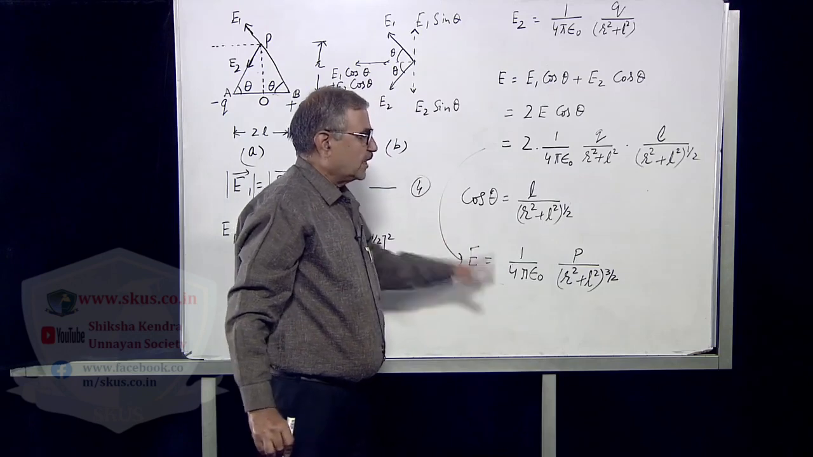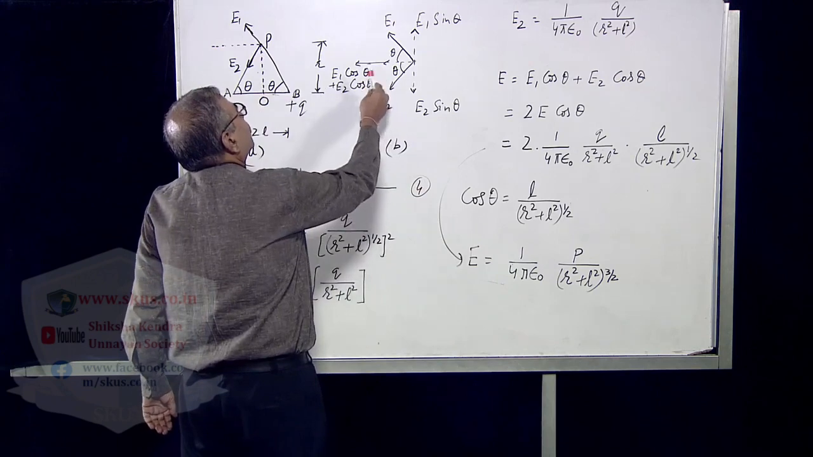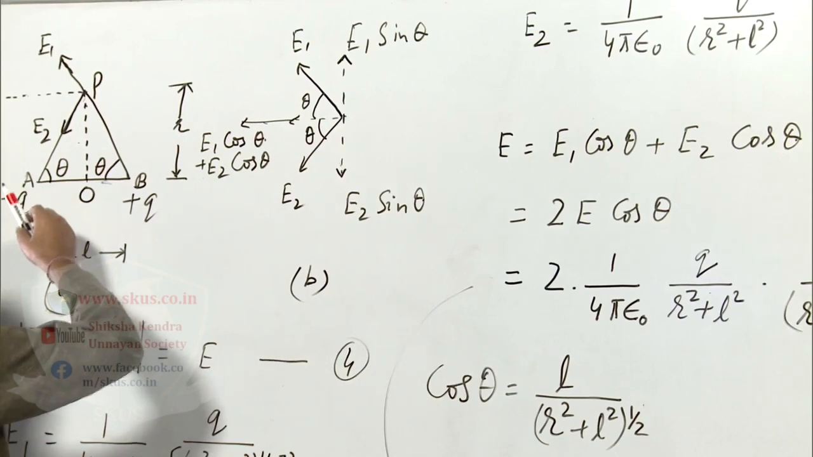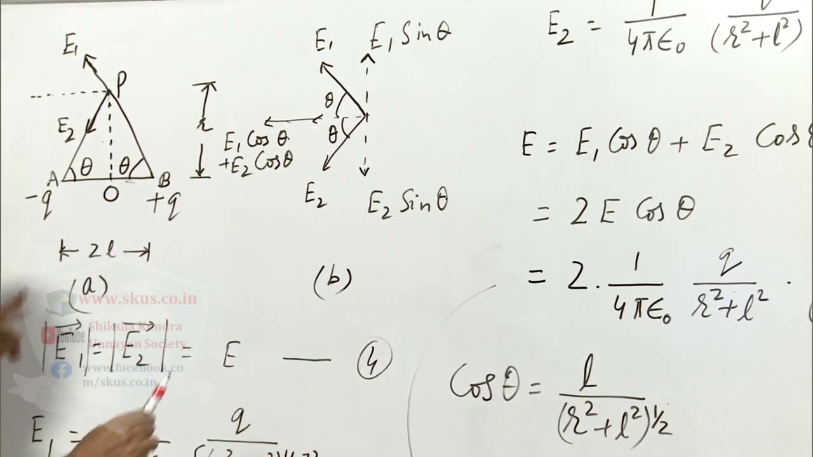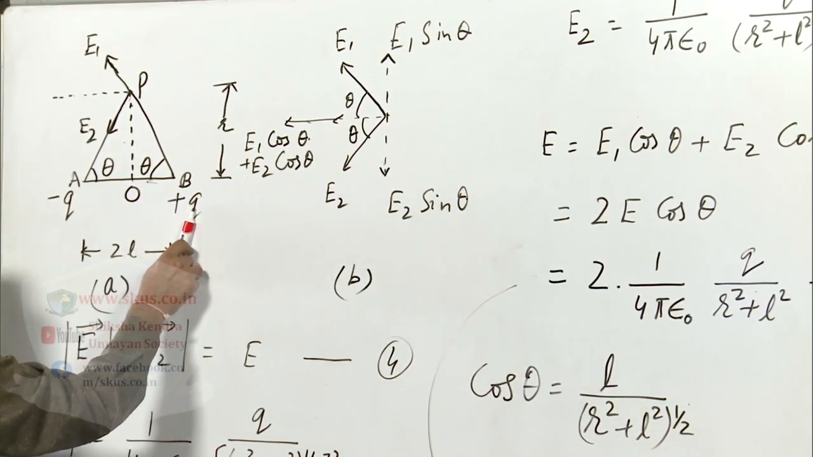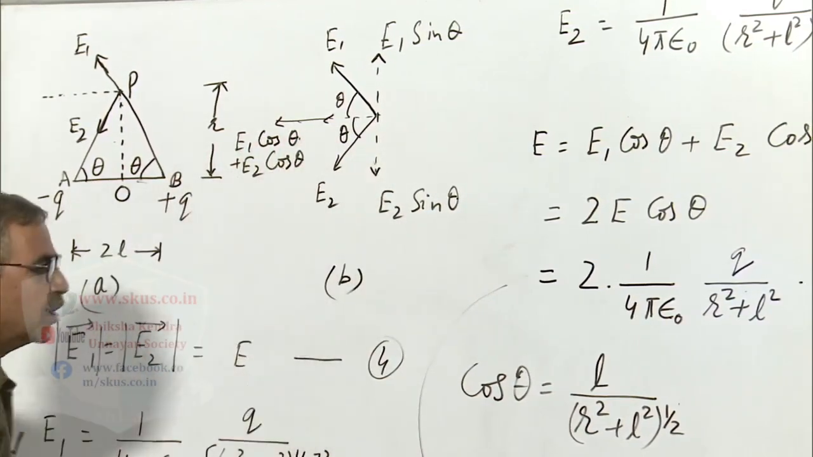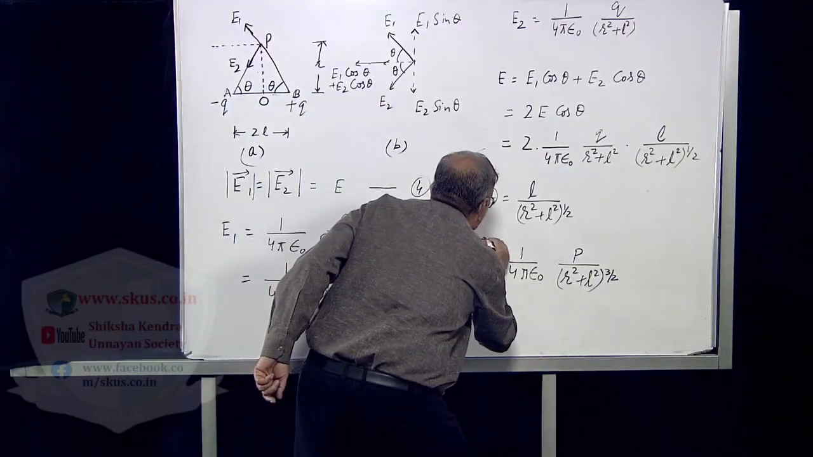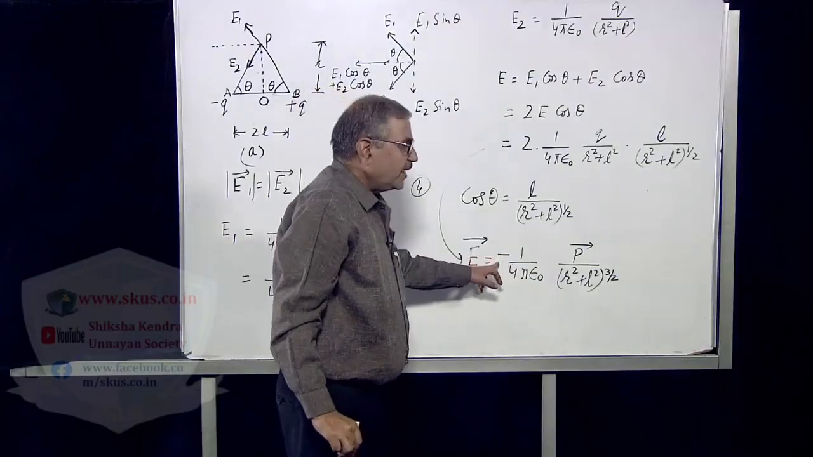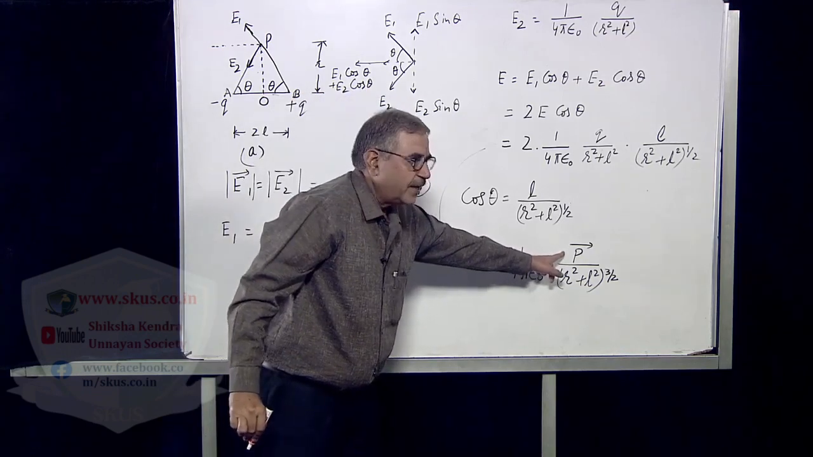Now what will be the direction of this electric field? We again come to this figure B. You see that the direction of the resultant electric field will be from right to left, meaning it is directed opposite to P, because P is directed from minus q to plus q, and the net electric field will be directed from right to left. So how will we write it here? E is equal to, with a minus sign. Why has the minus sign been introduced here? Because E and P are directed along different directions.